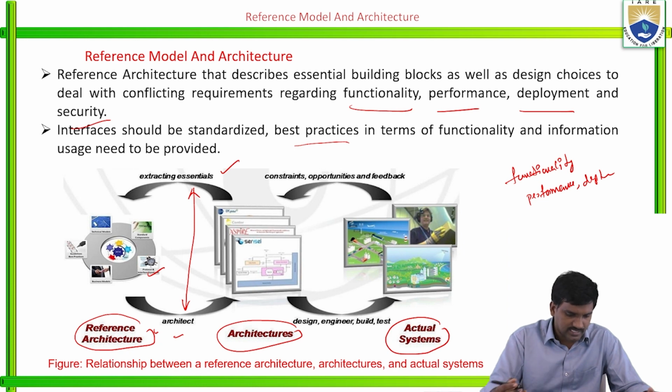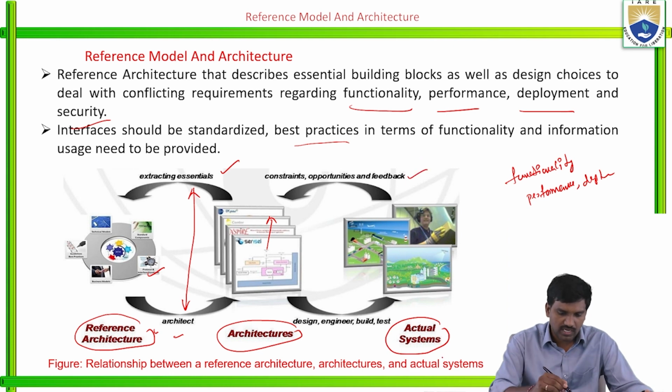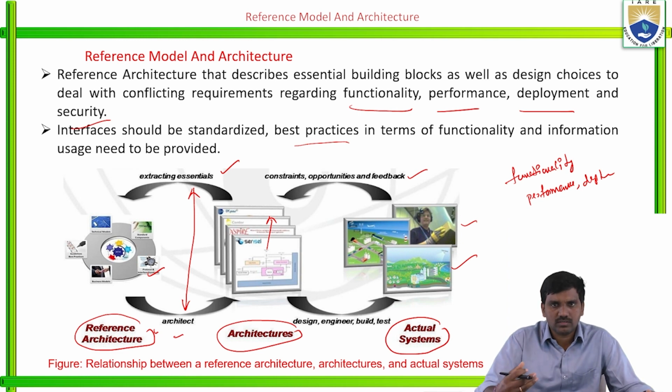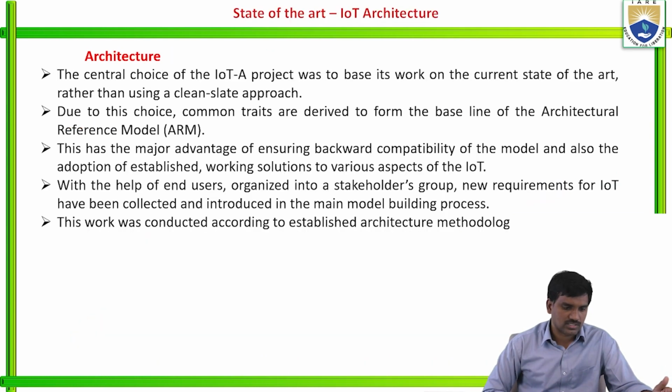Next, in the architecture, we have constraints, opportunities, feedback, like that. In an actual system, we have real-time applications, like in mobile and graphical fields. We are denoting actual systems as they occur in real life. So these are the introductory points on the relationship between reference architecture and actual systems.